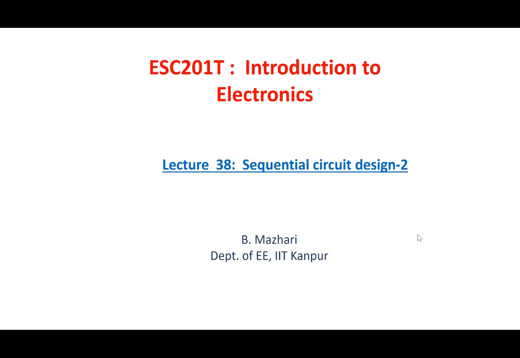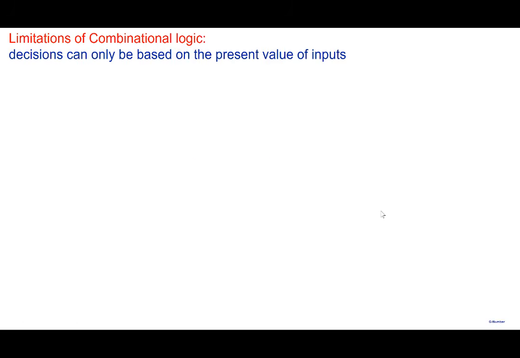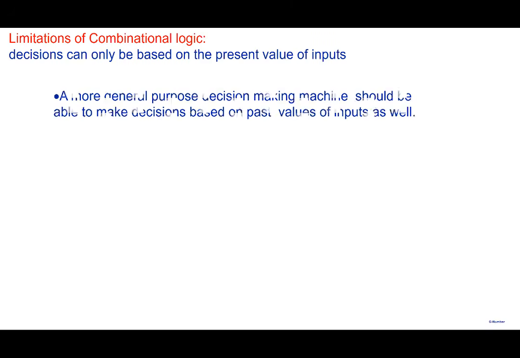Okay, so let's continue our discussion related to sequential circuit design. In the last lecture, we had seen that in earlier lectures, we had been talking about combinational logic. And we had said that these digital circuits can be looked upon as decision-making systems, decision-making machines. And a combinational logic makes a decision which is based on only present value of inputs. And that's a limitation of the combinational circuits.